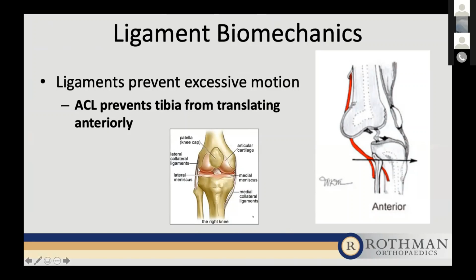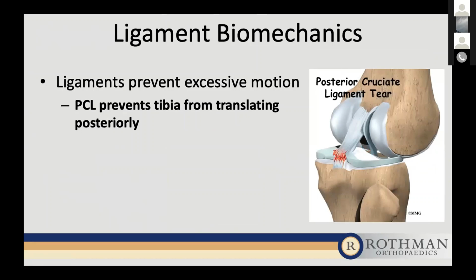So your ACL is the one that attaches from the back to the front of your tibia, and it prevents your tibia or your shin bone from moving forward relative to your femur or your thigh bone. The posterior cruciate ligament prevents that same shin bone or tibia from moving backwards or posteriorly relative to your femur. A common way you'd injure that ligament is from a dashboard injury. If you were to get into a car accident and the front of your tibia hit the dashboard.